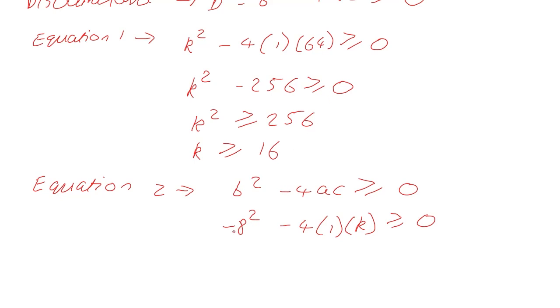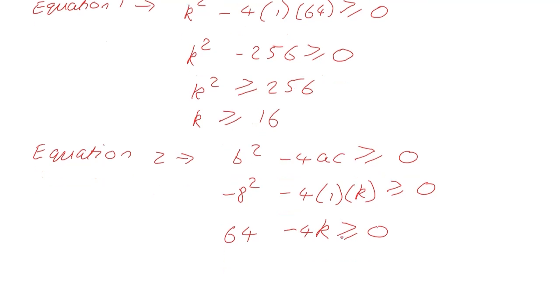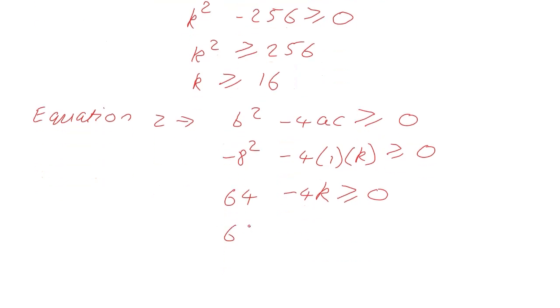And now minus 8 square will give me a plus 64. And then we have minus 4 into 1, which is minus 4 into k is minus 4k is more than or equal to 0. This time minus 4k is subtraction, goes that side, it becomes addition. I get 64 is more than or equal to 4k. And I'm rearranging this so that I have 4k on this side and I'll have to say it is less than or equal to 64.